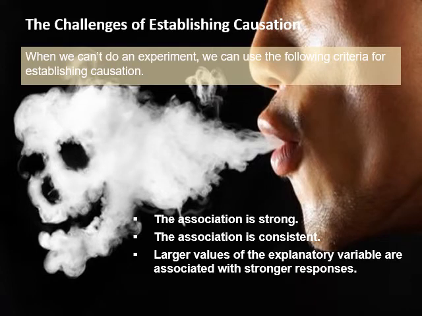And then, larger values. So in other words, this group of people tend to only smoke one cigarette a day. What's the death rate in that group due to lung cancer? And this group smokes a pack a day. A pack of cigarettes is 20 cigarettes. So if you smoke 20 cigarettes a day, you would expect that group of people to have an occurrence of lung cancer that's much higher than the group where it's only one. So a larger explanatory variable causes a stronger response.